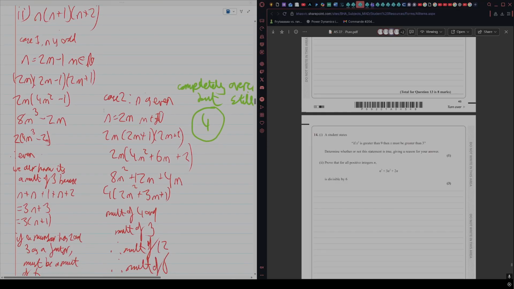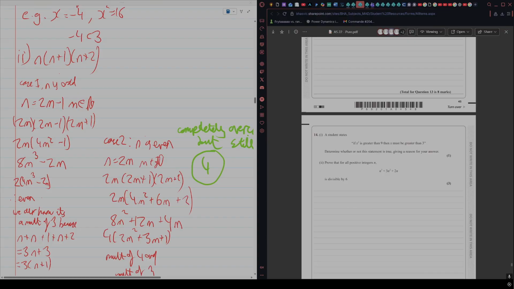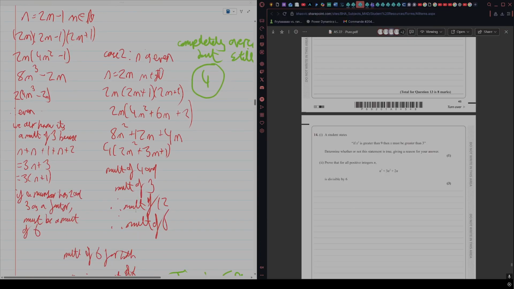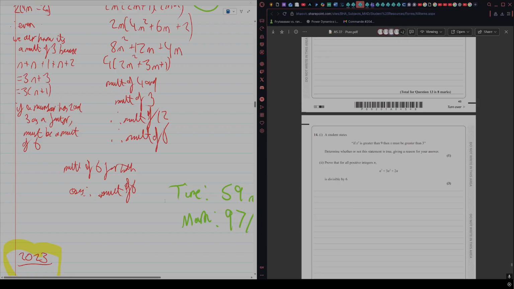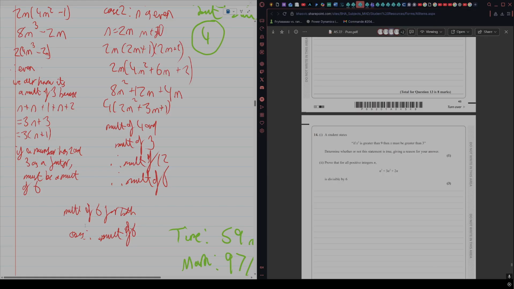And then for the even one, you do the same thing. You prove that it's even by factorizing 4 out, and then you say it's a multiple of 3 because it's 3 consecutive integers, and therefore it's a multiple of 6. And then because it's a multiple of 6 for both cases, it must be a multiple of 6 for all cases.